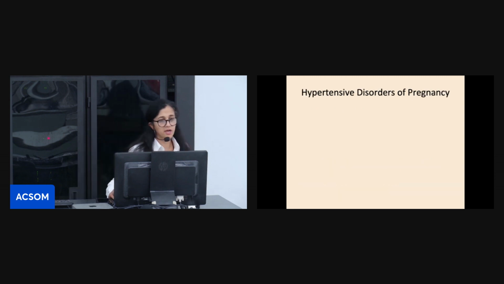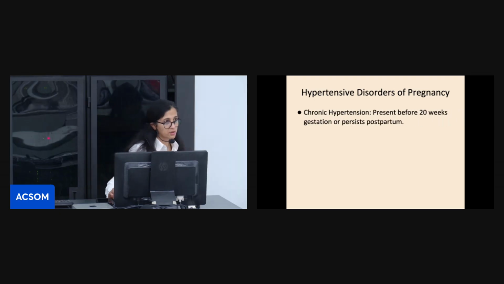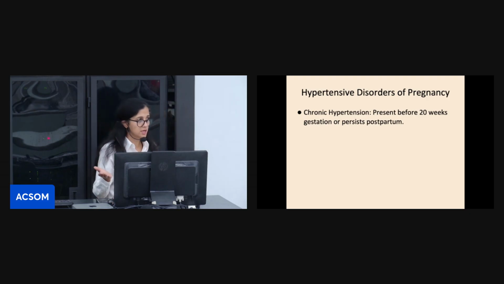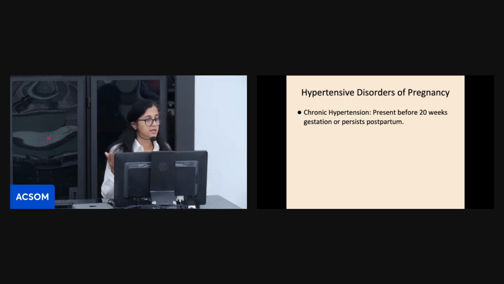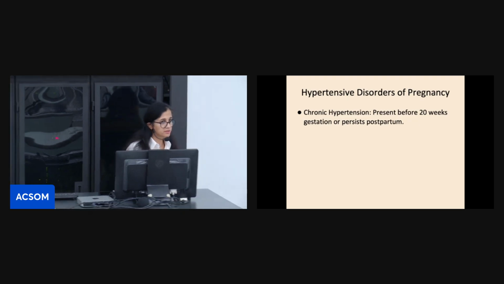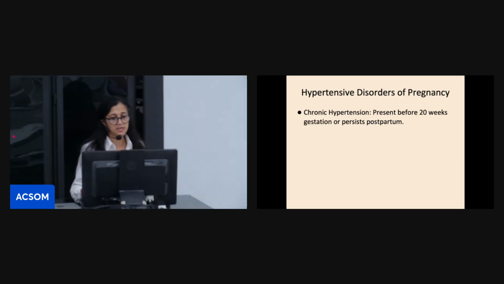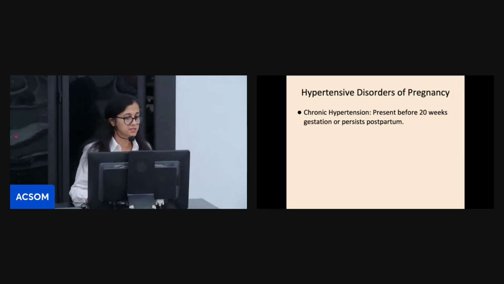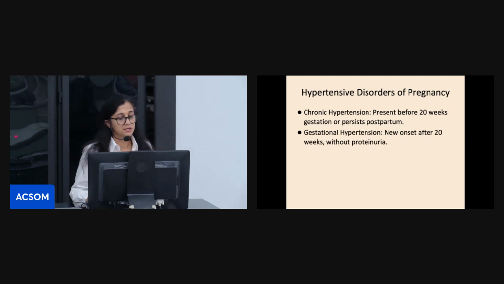Okay, we're going to jump right into it. Hypertensive disorders of pregnancy. There's a few different types, so we're going to talk about all of them. One of them is chronic hypertension. That's if somebody comes into your initial visit, they already have hypertension, right? They're at diagnostic criteria 140 over 90, or less than that, 130 over 90, something like that. But it presents before 20 weeks gestation, or it persists postpartum. So that's called chronic hypertension.